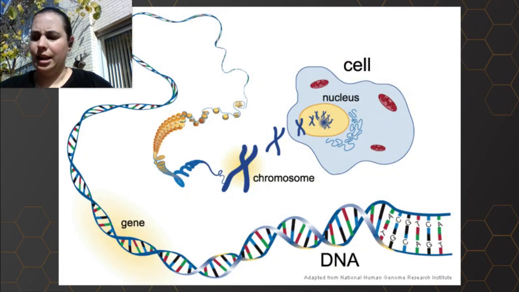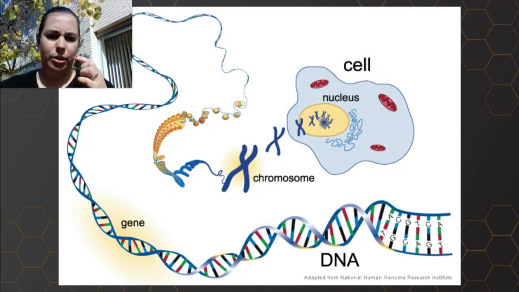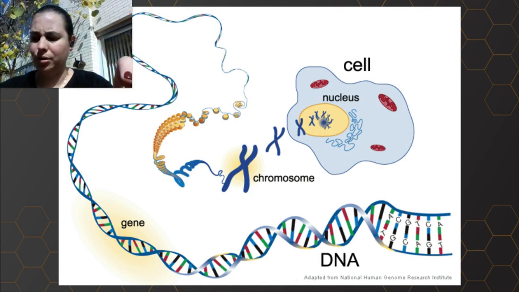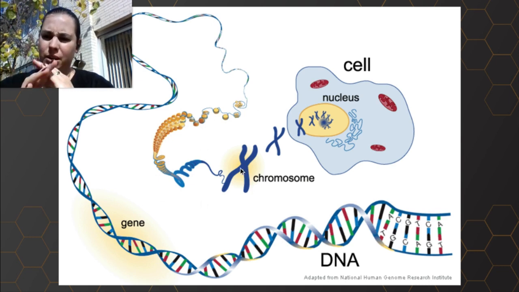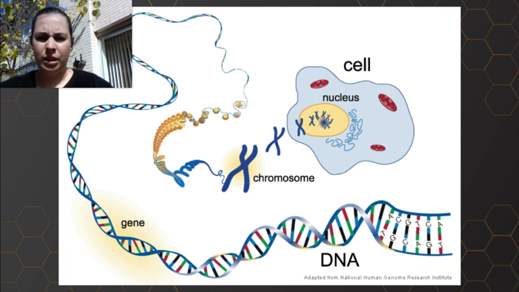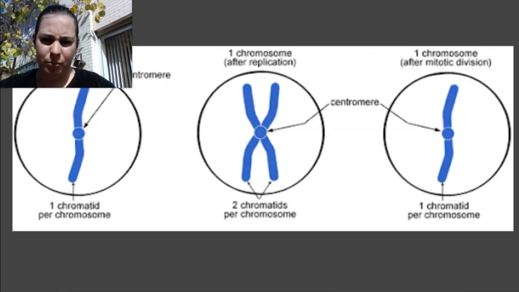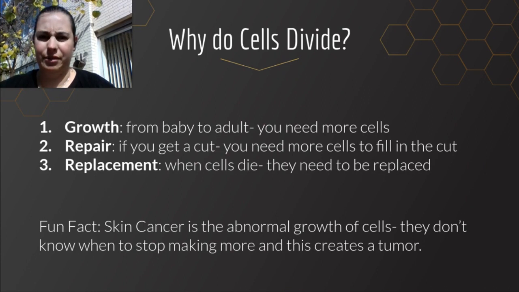So what this looks like, and you're going to add these to your boxes in your notes, is that my cell has my nucleus, and inside my nucleus are my chromosomes, which are made up of condensed down DNA. So you see my crazy long stringy DNA getting wrapped around some proteins and wrapped around each other to make that chromosome. Now that it's a chromosome, we can talk about why cells divide.